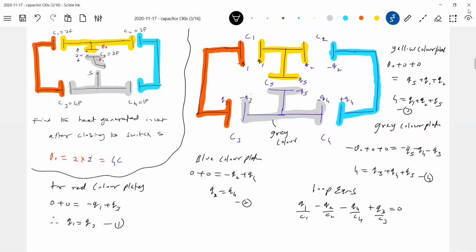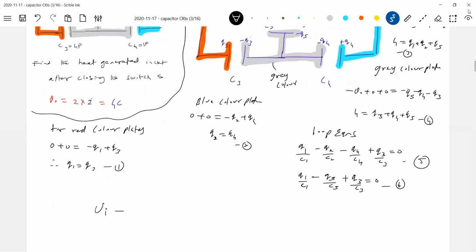If you want, you can write one more equation with any number. You can write it as Q5 by C5. I think this will be sufficient. We can solve them. Solving all this, we'll get it. Then what will happen? We can go for energy generated. What is energy generated? Again, UI plus UF equal to H. UI is Q naught square by 2C5.